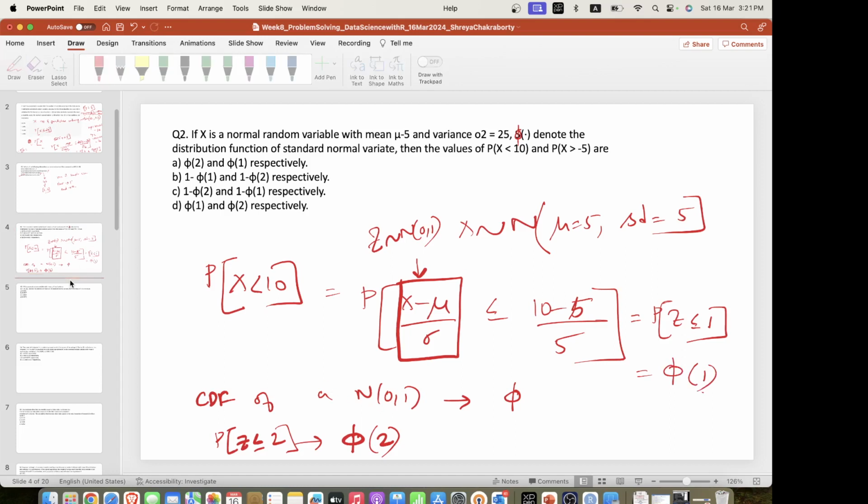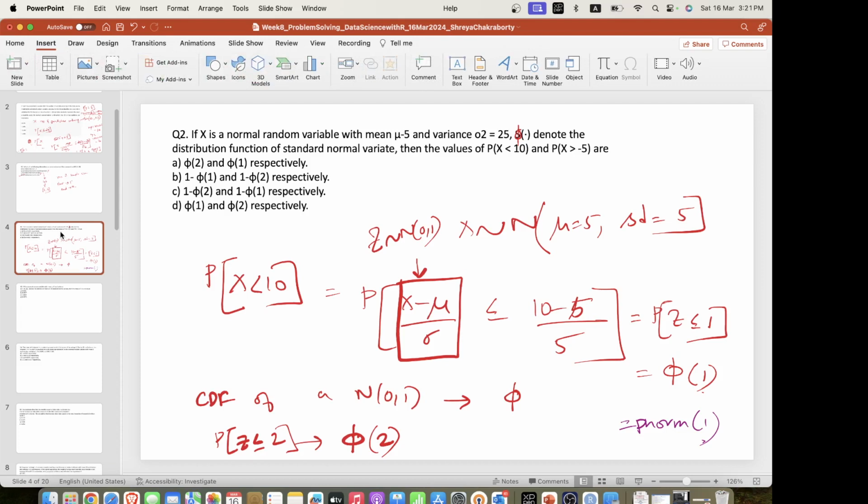Can we apply pnorm here also? Of course, yes. So this answer, whatever you get here, would be pnorm of 1. Next thing is what to do if you want greater than.